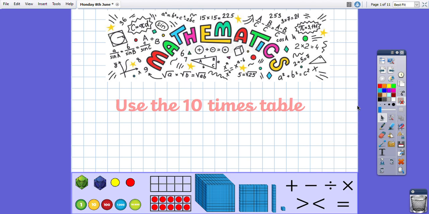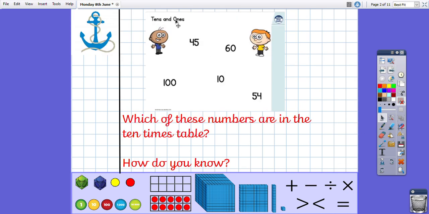So today we are doing the 10 times table. This is just carrying on from last week, the last times table we've got to do. So today we're going to use the 10 times table. Our anchor today: which of these numbers are in the 10 times table? I want you to pause the video, talk about it with somebody and decide which ones are in the 10 times table and which ones are not, but also tell them how you know. Then when you come back, we'll go through the answers.